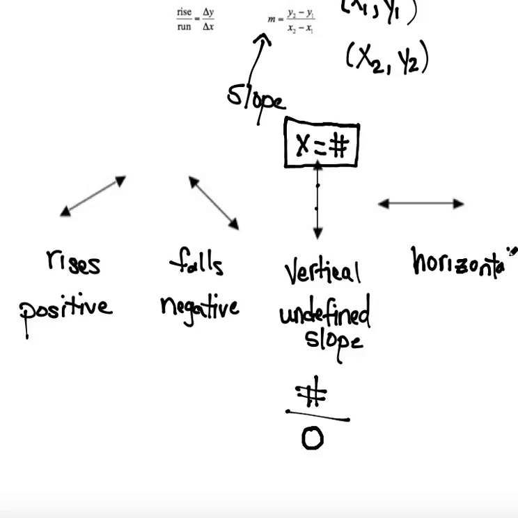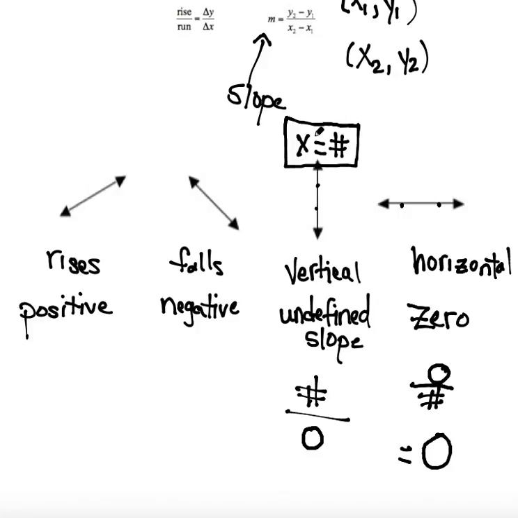A horizontal line doesn't have an undefined slope, it has a 0 slope. Now let's talk about why. Again, if I pick 2 points on this line, I think about it in terms of rise over run. How much am I rising? 0. And how much am I running? Well, some number of spaces. 0 divided by a number is always 0. So whenever I have a horizontal line, my slope is going to be 0.